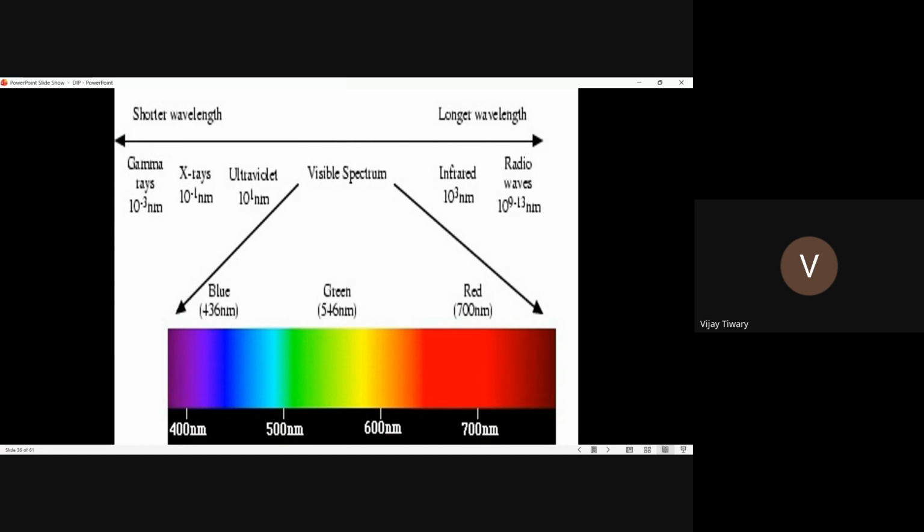So 436 is completely blue color, and 700 is completely red. And this is the visible spectrum. You cannot view colors beyond this range. You cannot view infrared, X-rays, or radio waves. Only the colors whose spectrum value lies in between these nm values can we view, and these are the different colors.